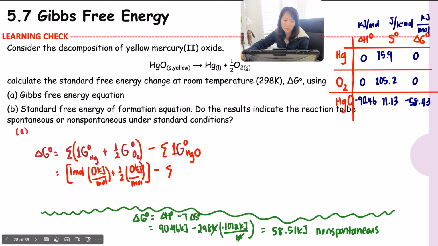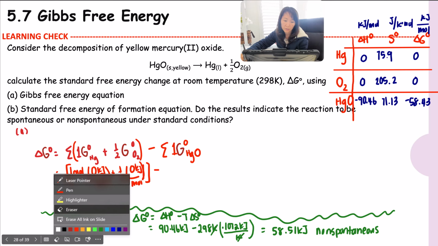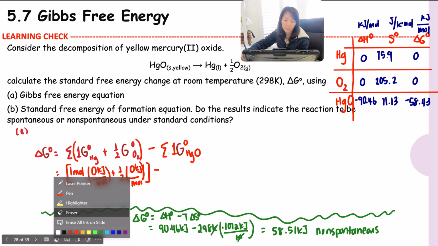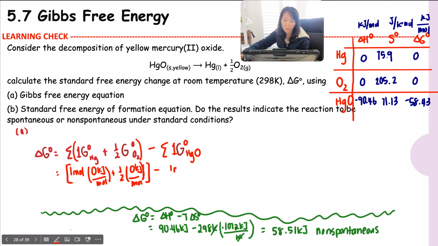I need that summation. Ooh, I apologize. I need to write 1 mole. 1 mole and negative 58.43 kilojoules per mole. Okay. So I should get just 58.43 kilojoules per mole.